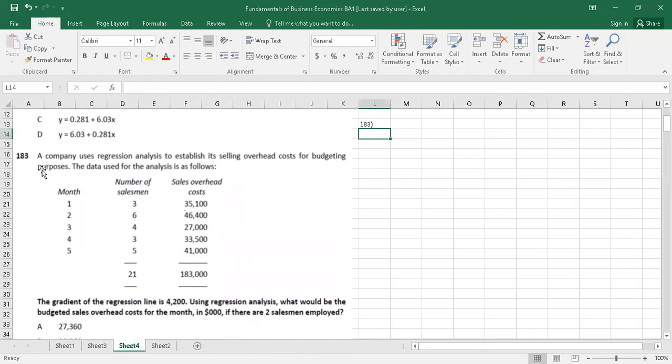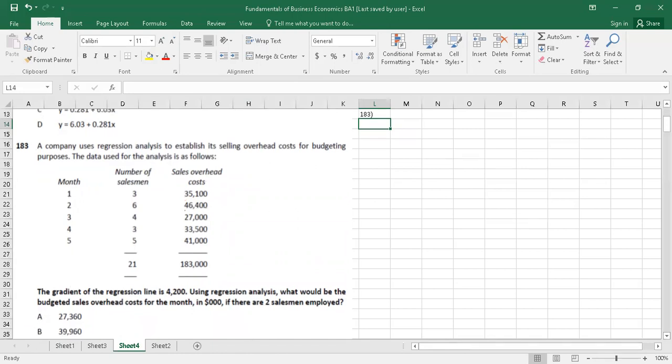Okay. So here we see the different number of salesmen during different months, and the overhead cost is also given to us. Now, if there are 2 salesmen, what would be the budgeted sales overhead cost? So that is what we have to calculate. The equation is y is equal to a plus bx, but we need to know the values of a and b. So that is what we need to first find out.